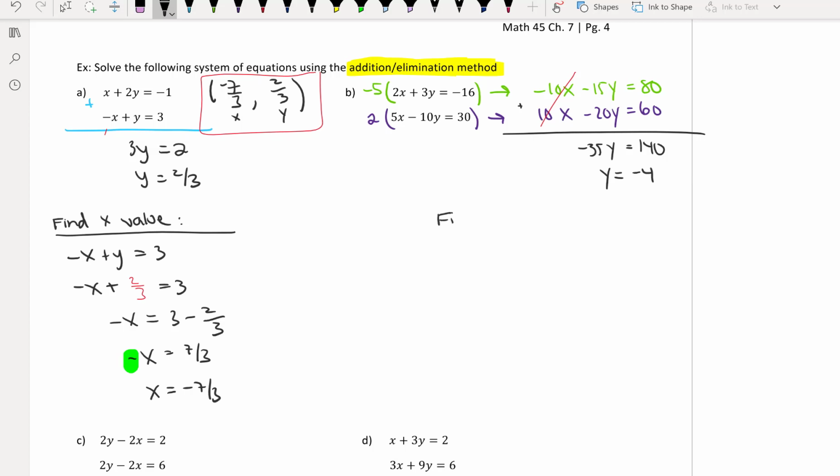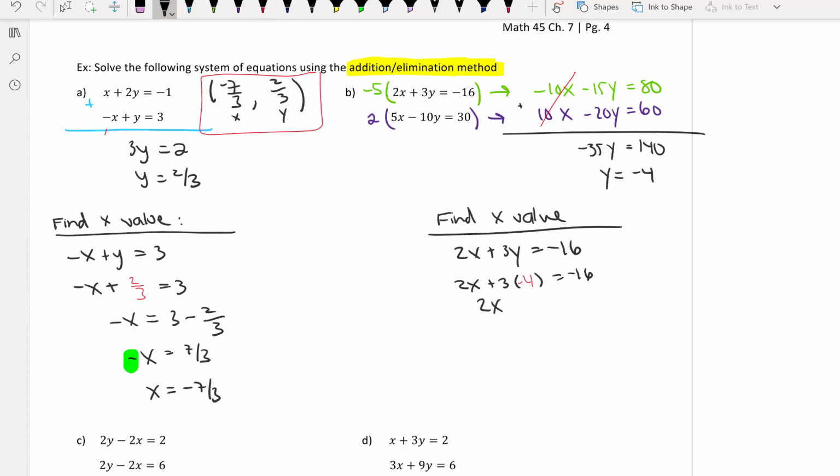So now, again, I need to find my x value. So I'm going to plug it into one of my equations. It can either be the top one or the bottom one. So let's go ahead and choose the top one. So I have a 2x plus 3y is equal to a negative 16. So 2x plus 3, and my y value here is a negative 4 that I'm plugging in.